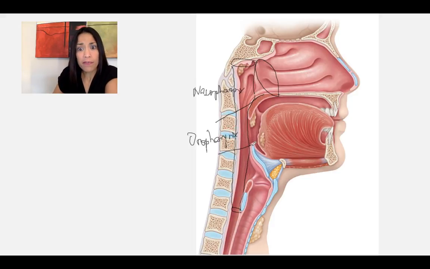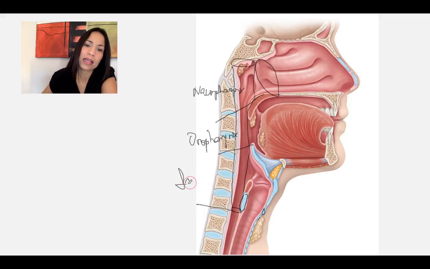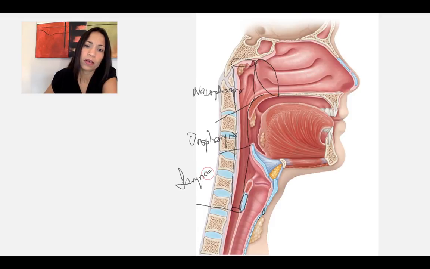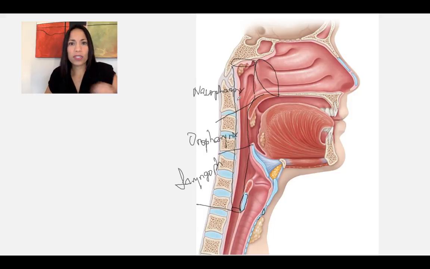And inferior to the epiglottis up to the inferior border of another cartilage that you can see here, this ring of cartilage, bigger or thicker than this one, right up to the inferior border, that's the laryngopharynx. Okay, so three sections: nasopharynx, oropharynx, laryngopharynx.